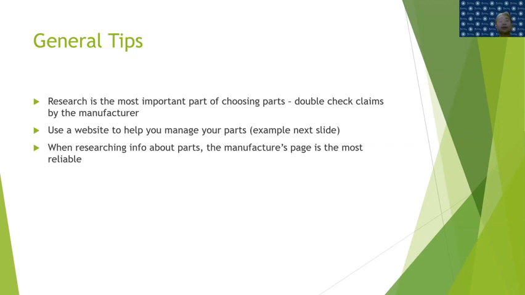The second tip I'll give you is that it's very helpful to use a website to manage all your parts, which I'll give an example of next slide about how it can help. And lastly, when you're researching information about parts, the manufacturer's page is the most reliable, especially when checking compatibility. Oftentimes, there will be a lot of small things that are necessary to check if your parts are compatible or not, but they won't be displayed on sites such as Amazon.com. You'll have to go to the manufacturer's page, which will almost always display that information.